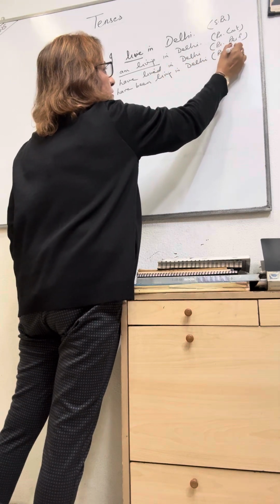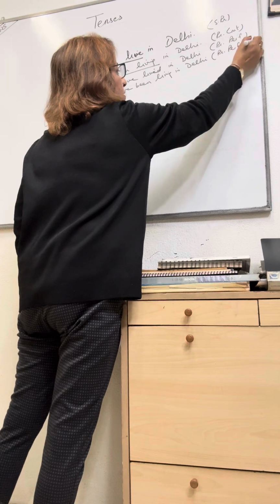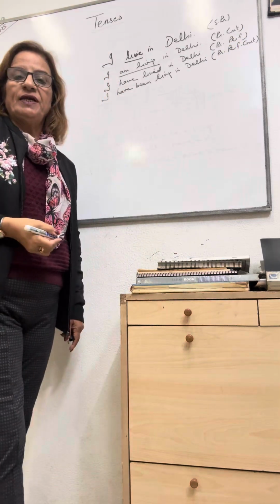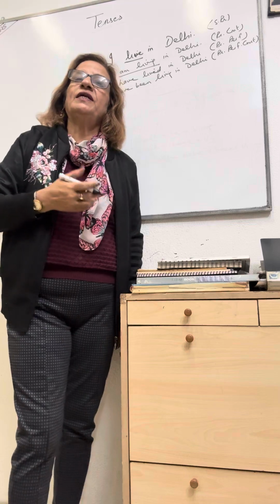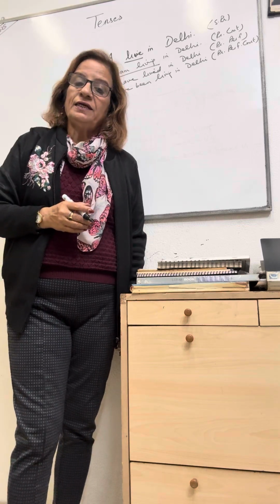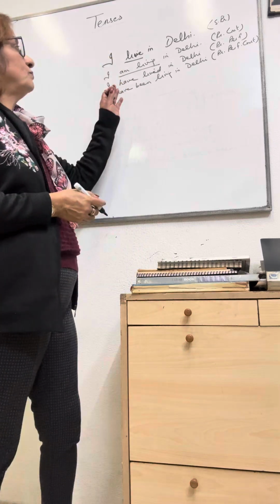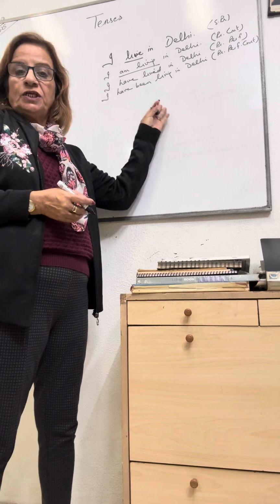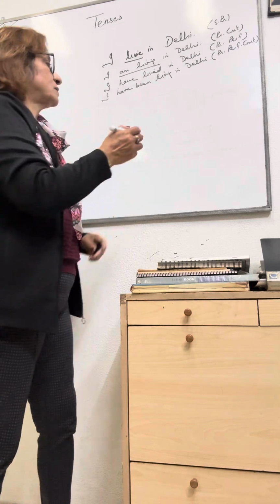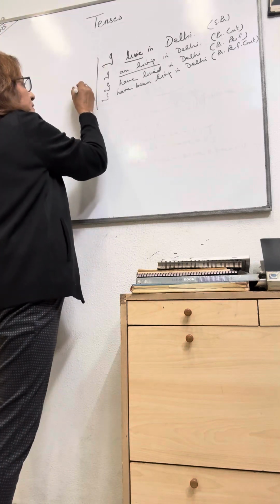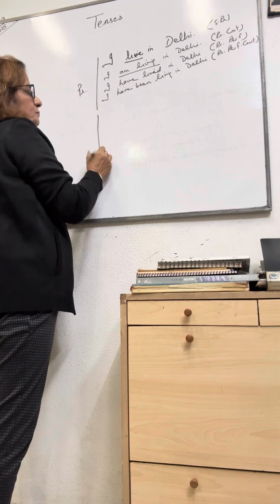Present perfect continuous. And we can add for 5 years. I've been living in Delhi for 5 years. I've been living in Delhi since 1990. Okay. Now I have done the 4 tenses. Now change the same sentence into simple past. This was all present. Now let's do it in past.